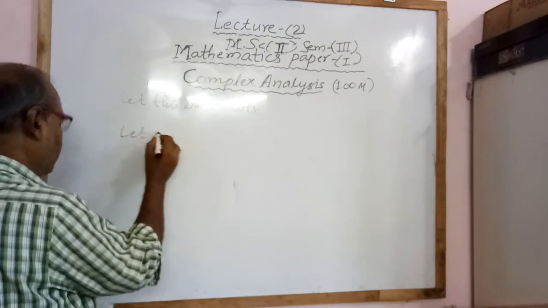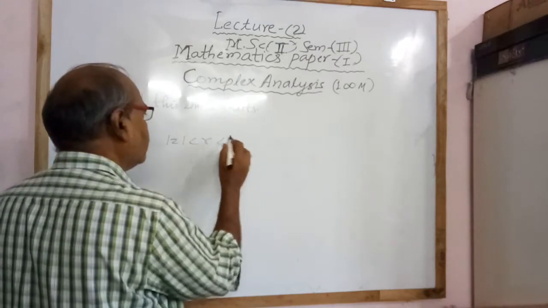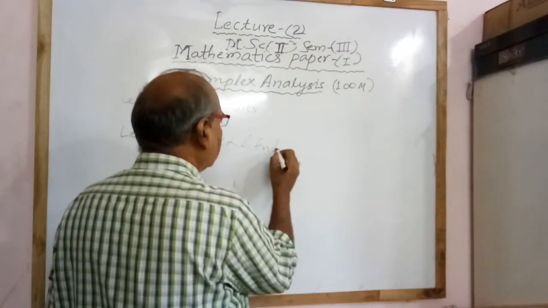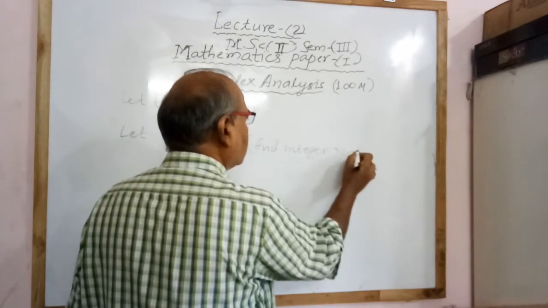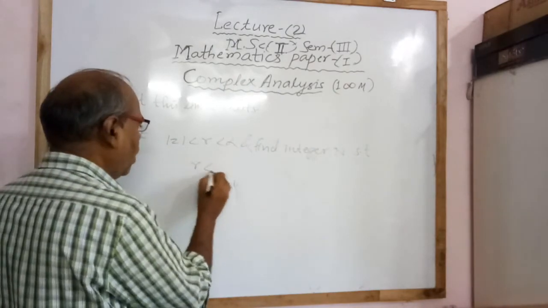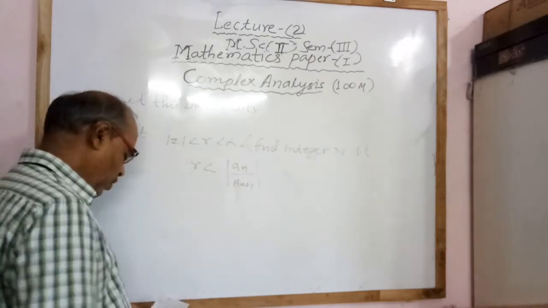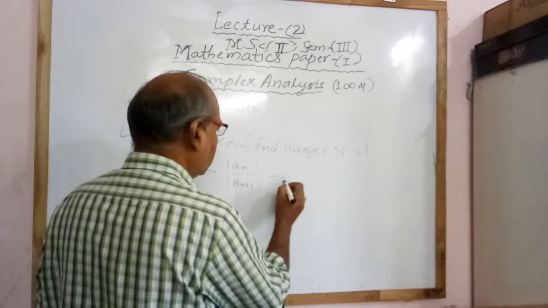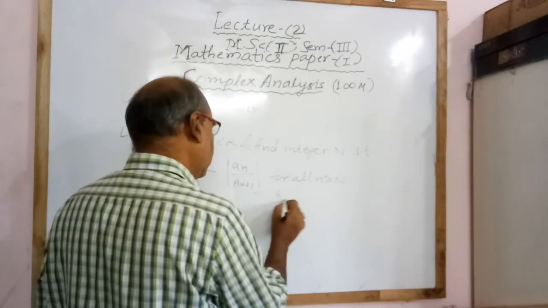Let r lie between mod of z and alpha, and find integer N such that r is less than mod of an divided by an plus 1 for all n greater than or equal to N, which is equation 2.